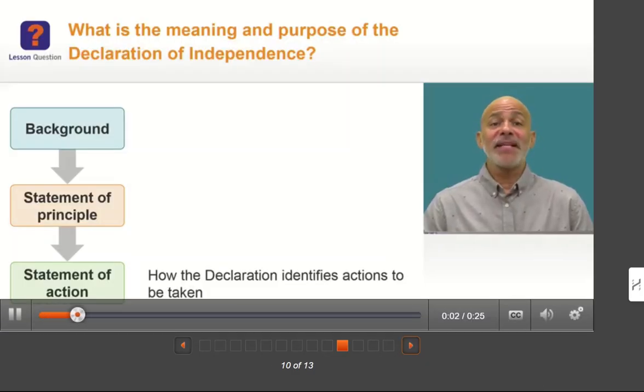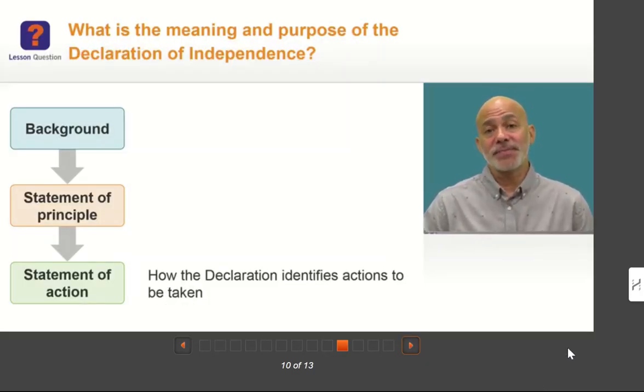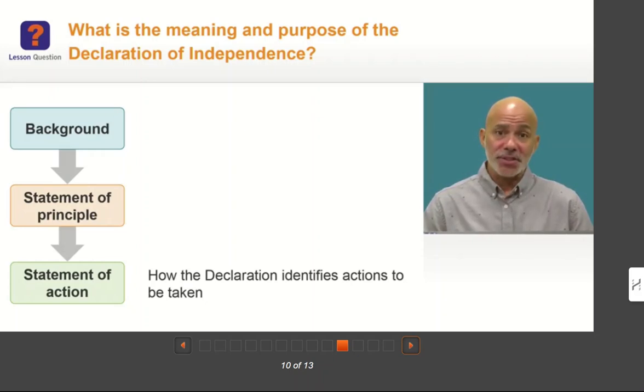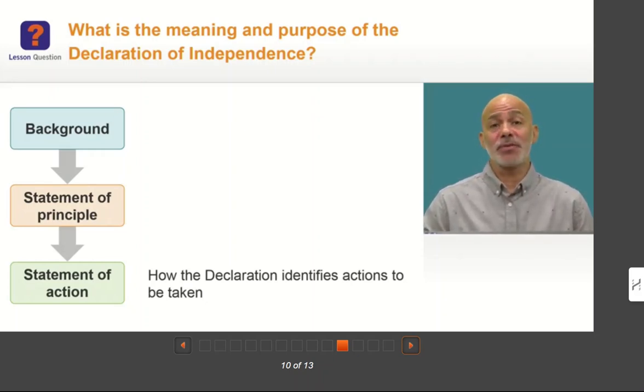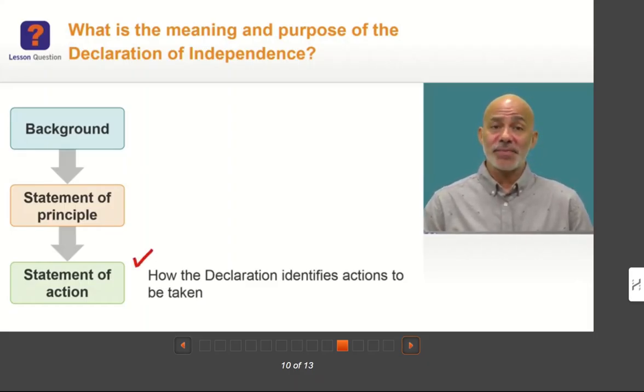We've learned about the events leading to the signing of the Declaration, and we've analyzed the introduction and preamble to understand the Declaration's statement of principle. In this next section, we will learn how the document identifies actions to be taken as we answer the lesson question: what is the meaning and purpose of the Declaration of Independence?